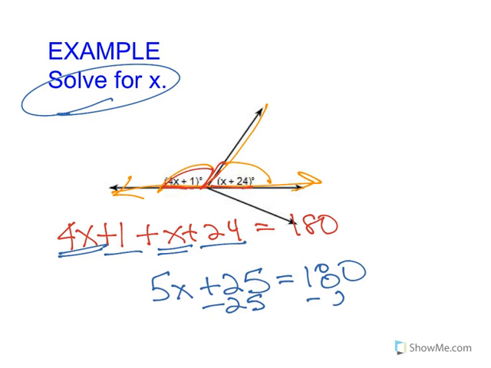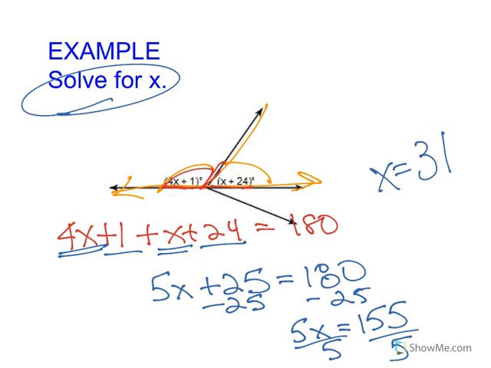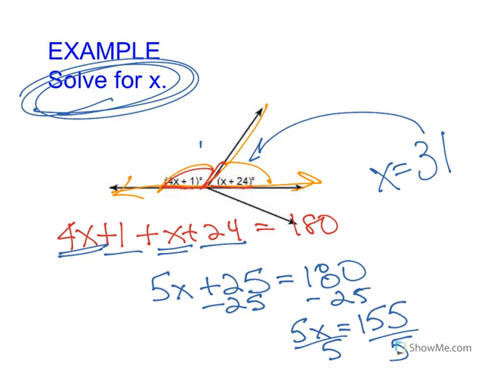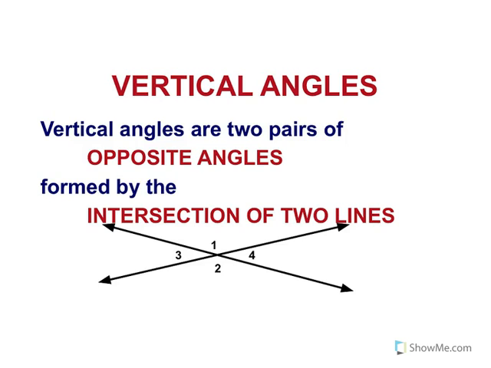Subtract 25. Isn't this the same math we just did, basically? 5x equals, maybe not, 180 minus 25. Oh, no, I guess not. 155. Divide by 5. And x equals 31. And that's all we have to do. We could put that back in and find either one of those, and you could do that to check your work if you wanted to. Let me remind you, every example needs to be in your notes as well.